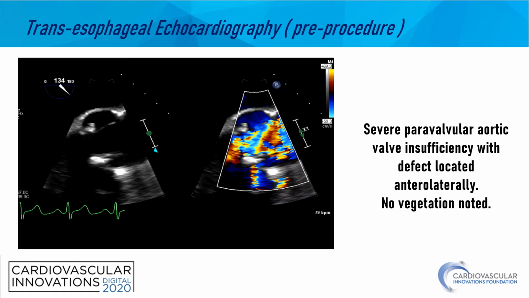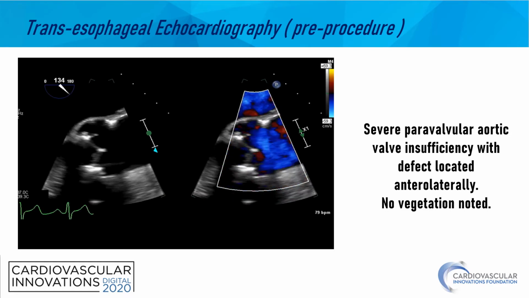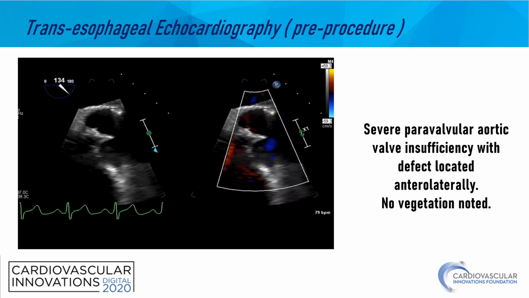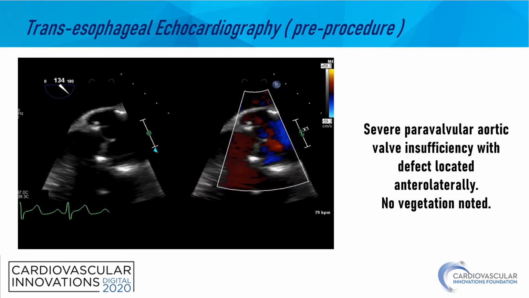This is the transesophageal echocardiography that was obtained during the pre-procedural planning, which reveals severe paravalvular aortic insufficiency, confirming the defect to be located anterolaterally. However, no vegetation was noted.